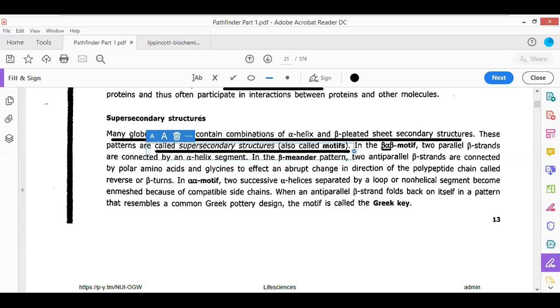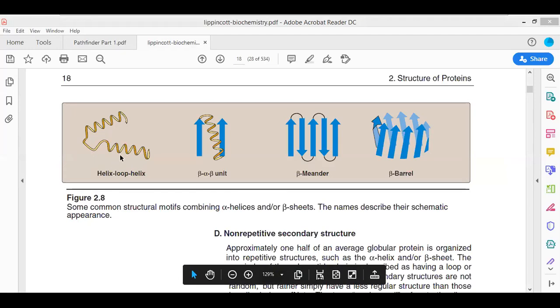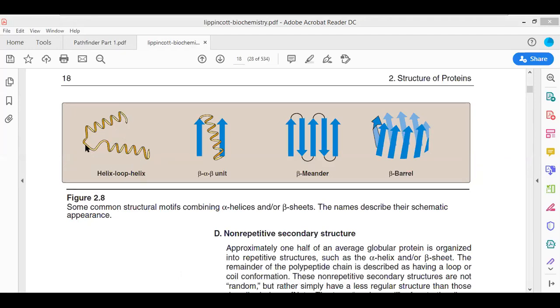If you look at the structure that is referred to as the beta alpha beta motif, you are going to get two beta structures and an alpha helix present in between them. So two beta pleated sheet structures joined together with the help of an alpha helix is referred to as the beta alpha beta structure. You just look here. There is a helix, there is a loop, and there is a helix. You can remember this using a mnemonic.